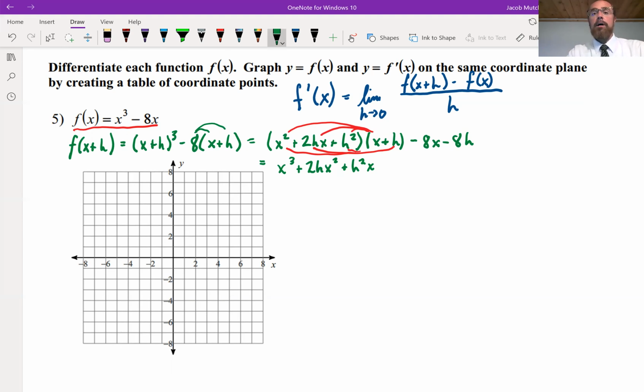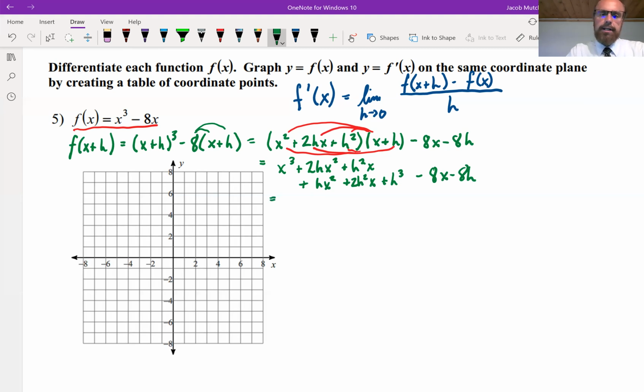There will be some common terms, so I'm going to stack them vertically so I can combine them conveniently. So h times x squared is plus 1hx squared. Those are like terms that will combine. h times 2hx is plus 2h squared x. And lastly, h times h squared is positive h cubed. I'll import the minus 8x minus 8h. And we can finalize this expression.